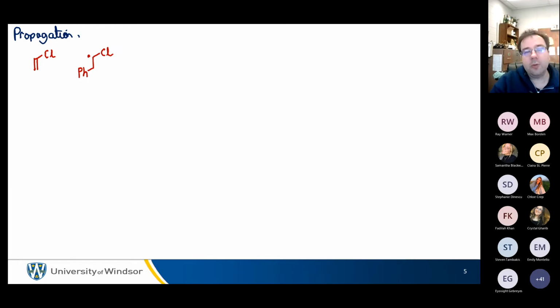So this radical looks around for something to react with. It looks around for the weakest bond to react with. The weakest bond to react with is still the weakest bond it was in the initiation step. It's still that double bond. So let's do that.